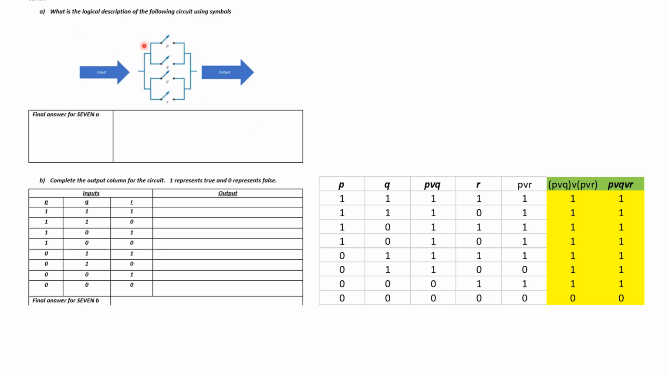I asked you to tell me what is the logical description of the circuit, and that was part A, and then I asked you to figure out the outputs. So you should have had two answers. The green answer, either of these would have been correct. You can go the upper or lower branch, and then you got this again. So this is P or Q, or P or R. And it turns out if you did some Boolean algebra on that, you could have had this being P or Q or R. But in any case, you will have ones except for the last truth row.